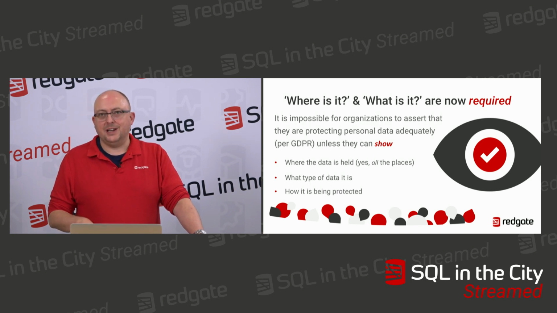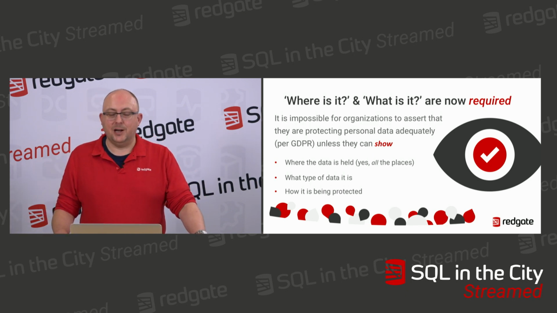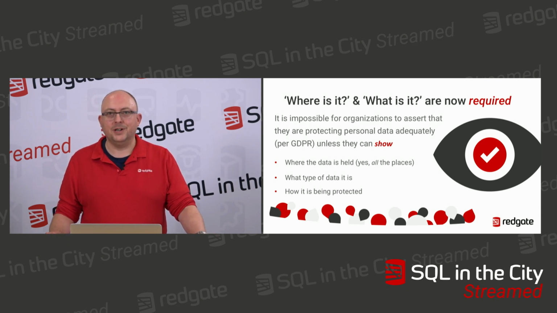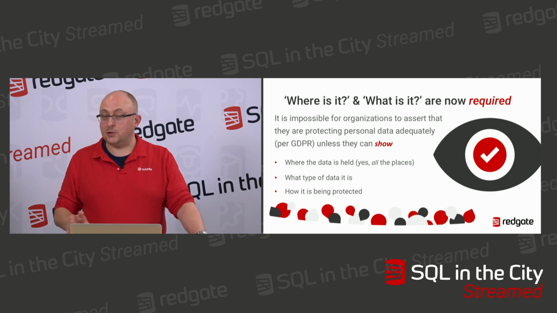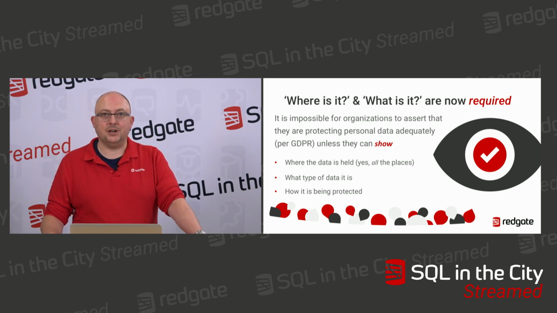The documentation, in the ICO's words, now has to be in writing. The idea that people claim to have documentation not in writing is quite an interesting one, but they clearly felt the need to spell that out. You need to show where your data is held, and that is all the places that data is held or could be held, what type of data it is, and how you're protecting it. You cannot, I believe, build a defensible position in the context of GDPR, in the context of a data breach epidemic, unless you can do these things.